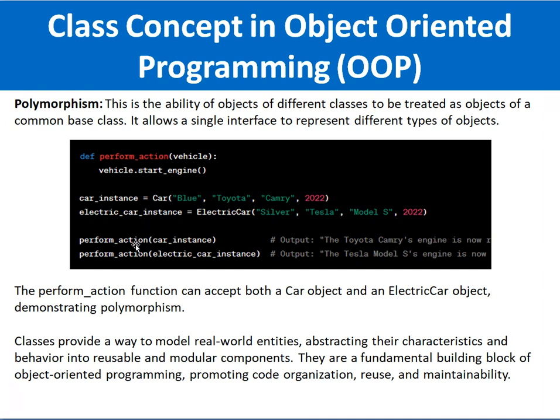See, when you call perform action, it will take the object car instance and it will start the engine. When we call perform action electric car instance, it is a different object and it will again call the start engine. Try to understand here that both are objects of 2 different classes. It is an object of the car class, and it is an object of the electric car class. However, you can still call the same method with 2 different class objects. So this is called the concept of polymorphism. Polymorphism means poly means multiple, morphism means shapes and behavior.